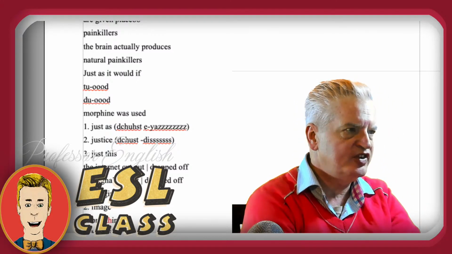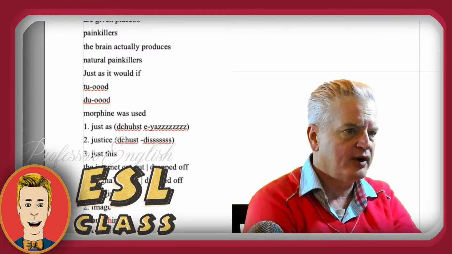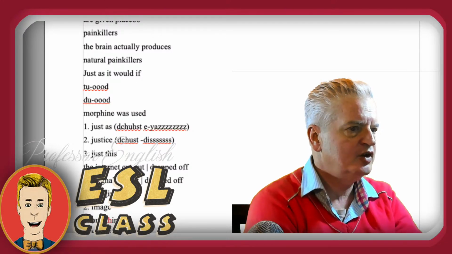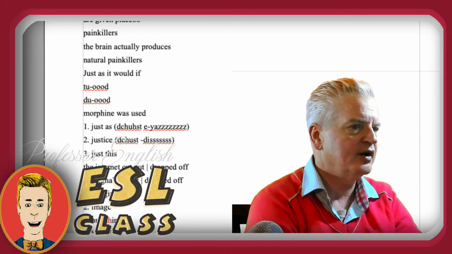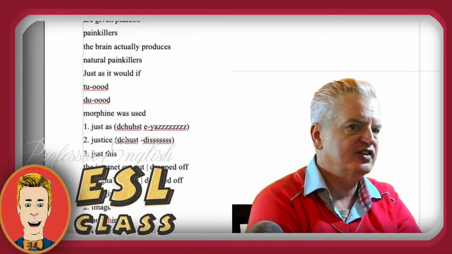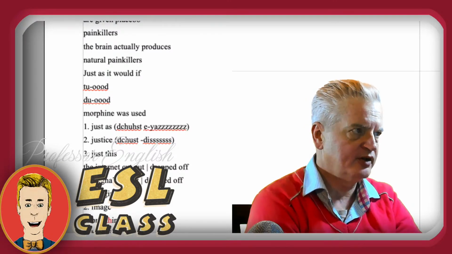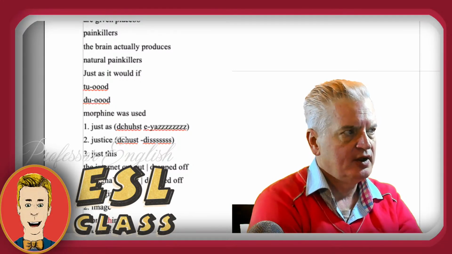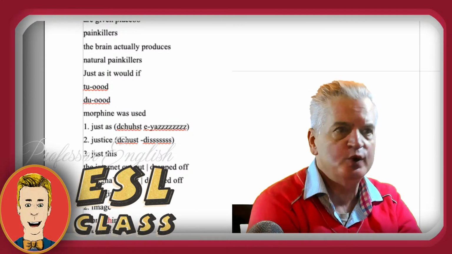How about the next word? Produces. Pra. That's short. Deuces. That's long. Short, long. Produce. Says. That's short. The brain actually produces.